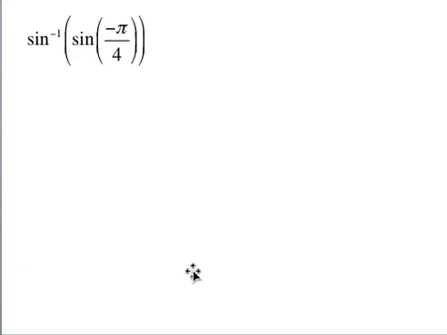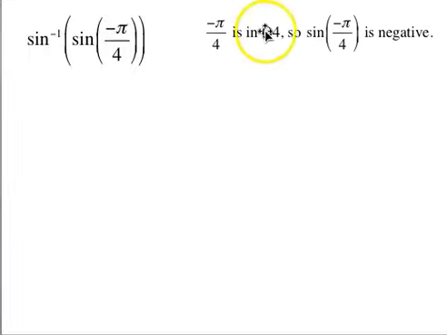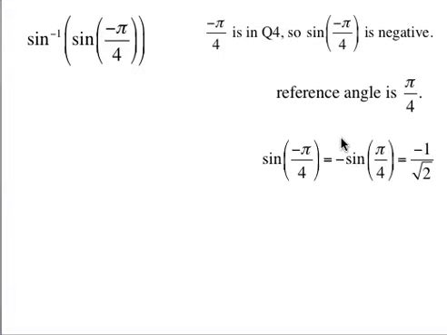How about the inverse sine of the sine of negative pi over 4? Well, negative pi over 4 is in quadrant 4. Hopefully we can visualize that. So the sine has to be negative. Sine is negative in quadrant 4. Reference angle is pi over 4. That's the angle between the x-axis and negative pi over 4. So the sine of negative pi over 4 is negative because it's in quadrant number 4. Sine of the reference angle, sine of pi over 4, so this is just negative 1 over root 2.